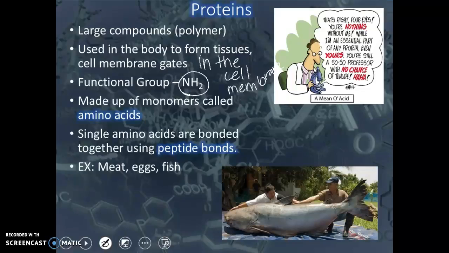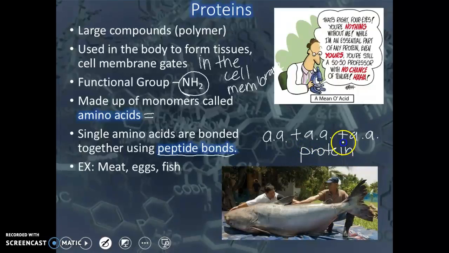The monomers are amino acids. So amino acids are small little groups of carbon and NH2 that then bond together using peptide bonds to make a long protein. So if we have an amino acid here and an amino acid here and an amino acid here, and we bond them all together, then that is going to give us a protein.